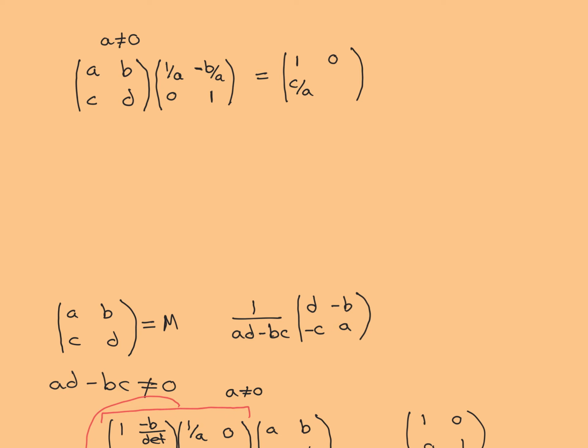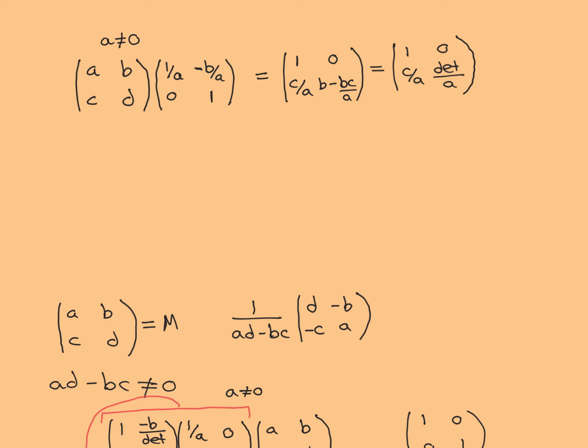And then for this entry down here, we'll get minus bc over a plus d. So we'll get d minus bc over a, and once again you can see that that's det over a, so this is equal to 1, 0, c over a, det over a. And we're doing the simple case where all of this is absolutely fine. So a isn't equal to 0 and det isn't equal to 0.